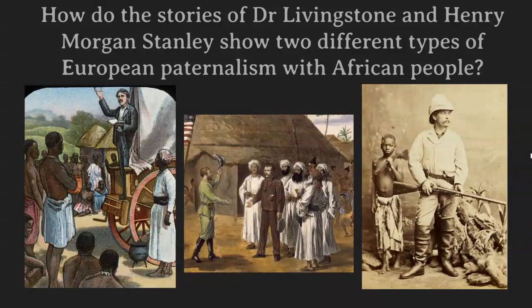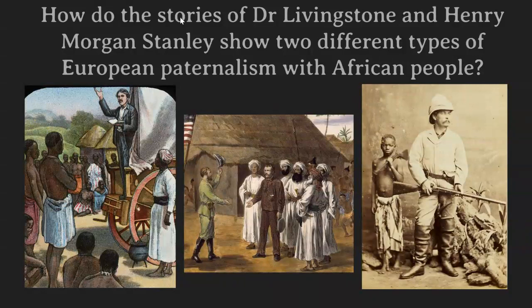All of which is to say that Henry Morgan Stanley had a different kind of paternalism. He definitely looked down on the African people. He definitely thought Black people were inferior to him. But he saw an opportunity to make money off of manipulating the Black people of the Congo.